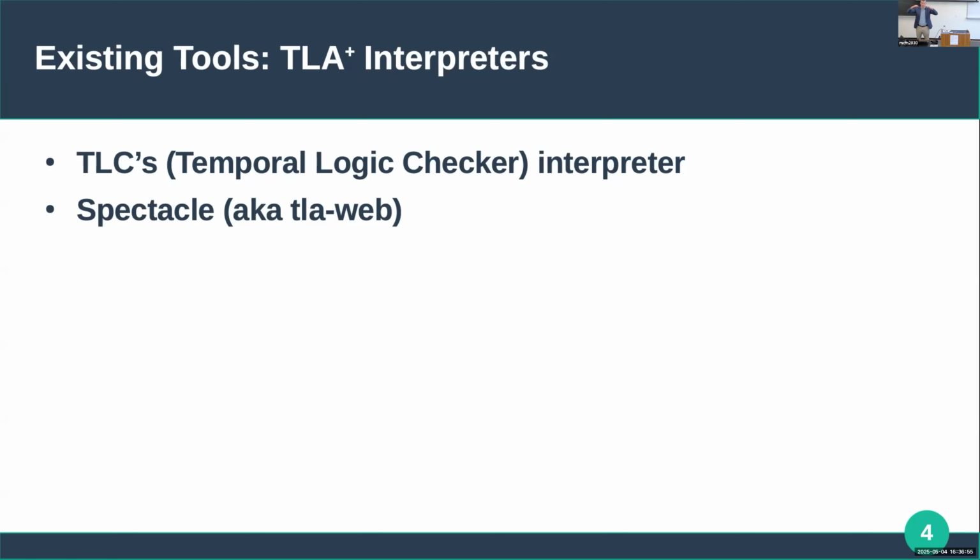Now let's go up one level in the stack. Let's talk about interpreters. For the longest time, we had one TLA+ interpreter in existence. That was the TLC interpreter. TLC stands for Temporal Logic Checker. Now, as was presented last year by Will Schultz, we have two. There is Spectacle, previously known as TLA Web, where he implemented a TLA+ interpreter, which is pretty amazing.